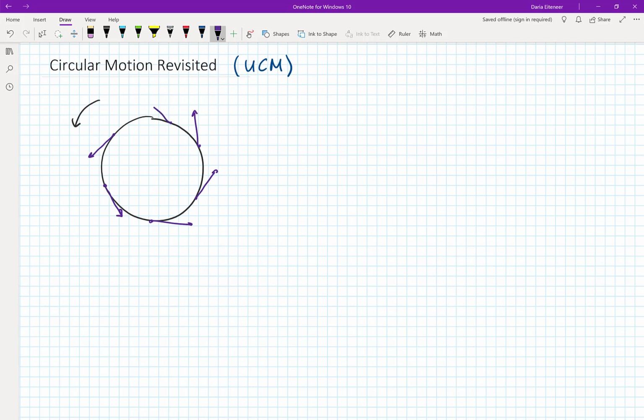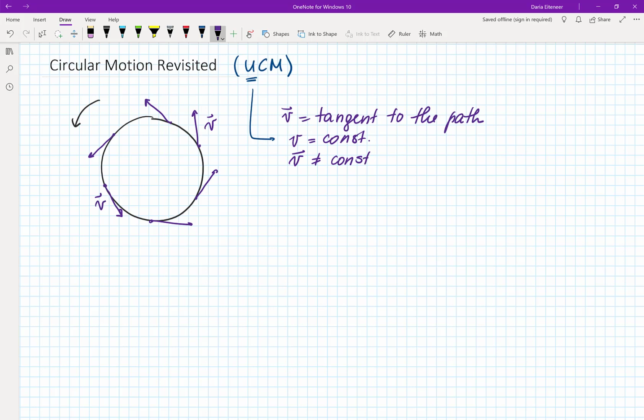at every point. Okay, so I'm going to call this V. I'll try to color coordinate things. So velocity is tangent to the path. Okay, and then we also said that U, as in uniform, refers to constant speed. Obviously, velocity cannot be constant because it's at every point of the circle pointing in a different direction. So speed is constant, velocity is not.